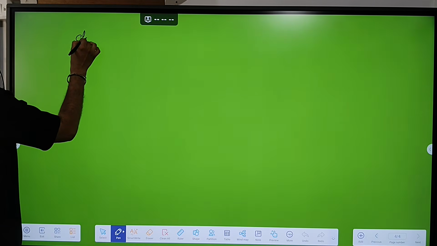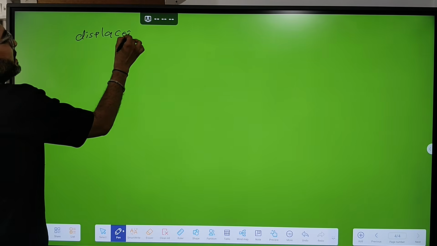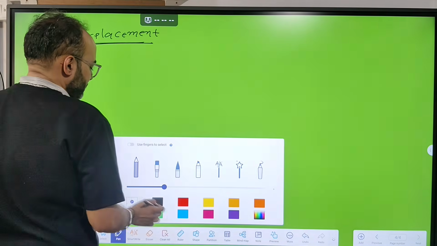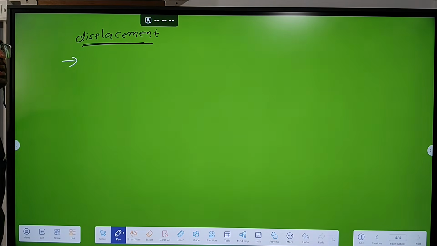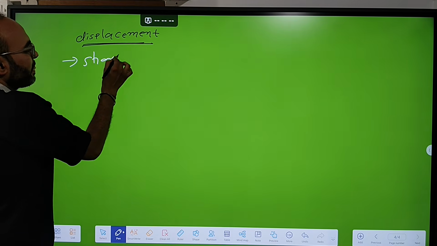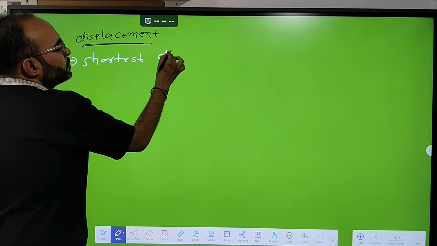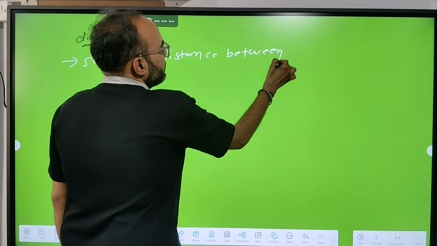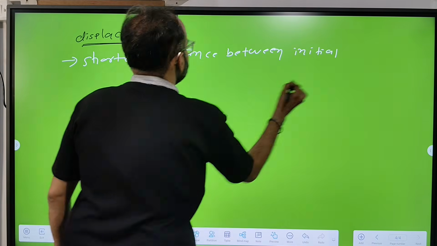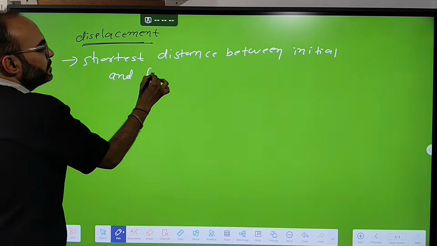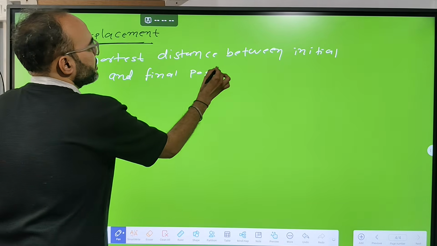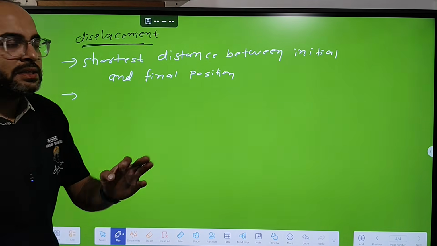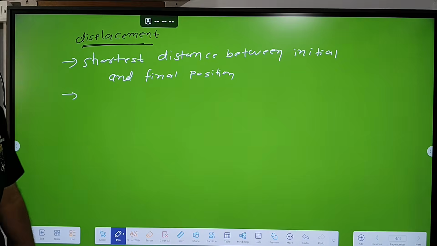Now next topic is displacement. After that we discuss examples of path length and displacement. What is the meaning of displacement? Displacement is the shortest distance between initial and final position. So displacement means shortest distance between initial and final position.